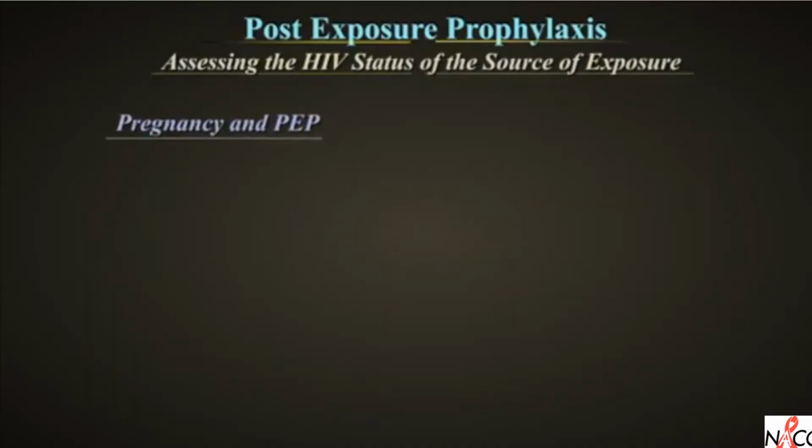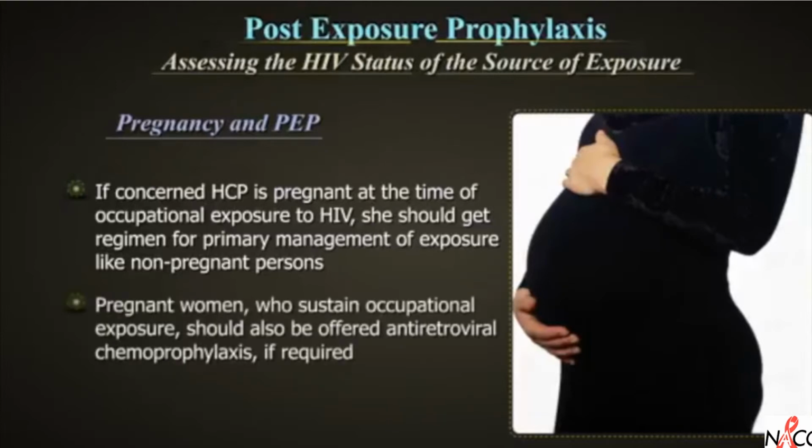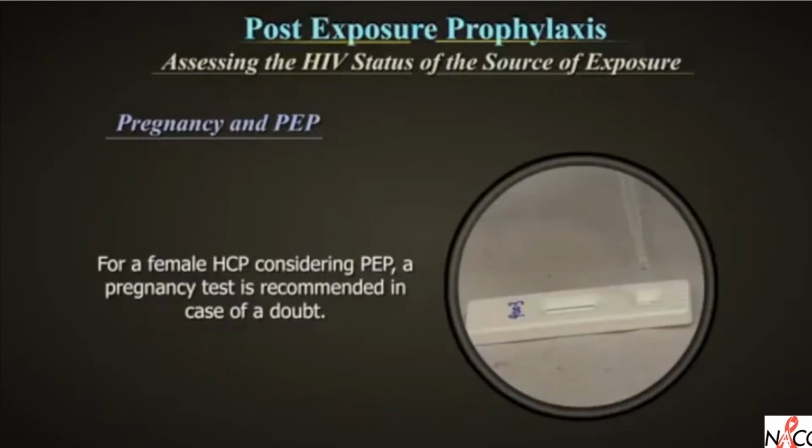Pregnancy and PEP. If the concerned healthcare professional is pregnant at the time of occupational exposure to HIV, she should get a regimen for primary management of the exposure like non-pregnant persons. Pregnant women who sustain occupational exposure should also be offered antiretroviral chemoprophylaxis if required. The designated authority or physician must be consulted about the use of ARTs for post-exposure management. For a female healthcare professional considering PEP, a pregnancy test is recommended in case of a doubt.